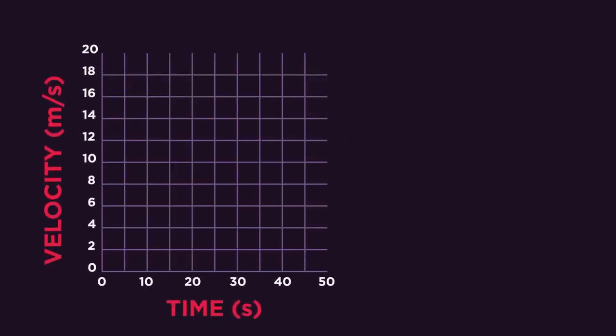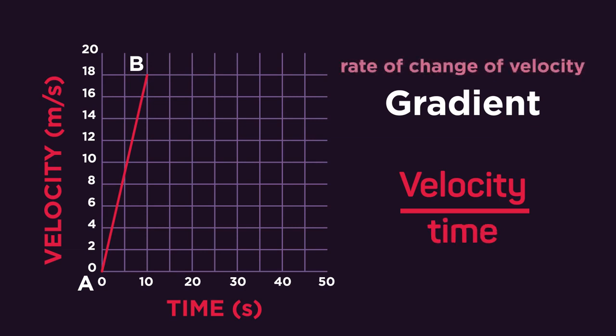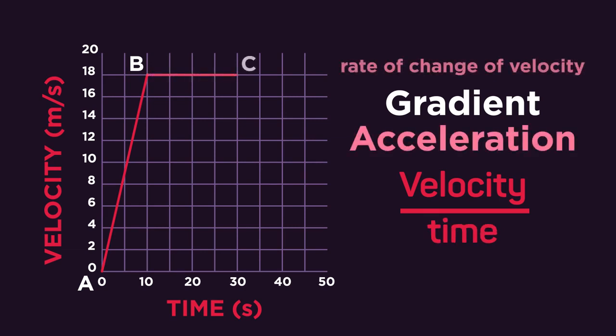Take a look at this simple velocity time graph. The points A to B show an increase in velocity of 18 meters per second. The gradient or steepness of this line is the same as this change in velocity divided by the time taken to change. Velocity divided by time is the rate of change of velocity of the object, which is called acceleration.